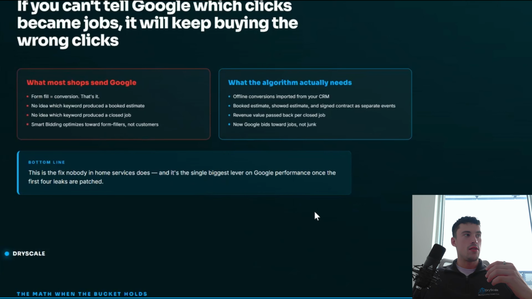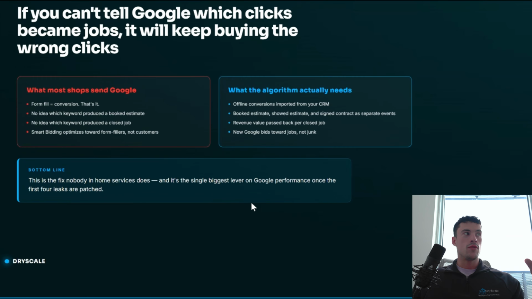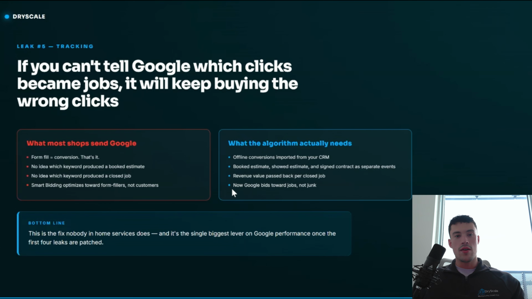And this is the fix that really nobody is doing, and it's one of the single biggest levers on Google performance once the first 4 leaks are patched, of course. This is not going to make a difference if you don't have any of those other things, the speed to lead, the follow-ups, all of that stuff taken care of. That is the most important, and that will a lot of the times be a 50% increase, even double, 200% increase on what you were already doing just by having somebody who calls leads immediately and follows up with them aggressively.